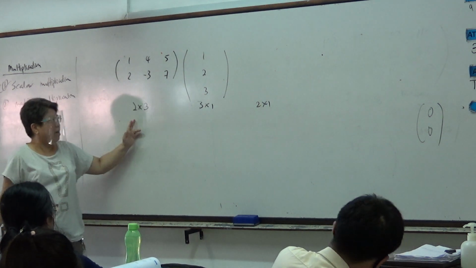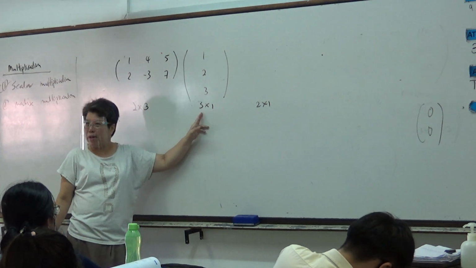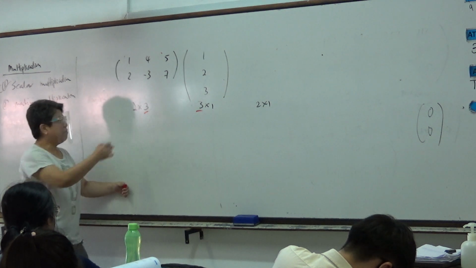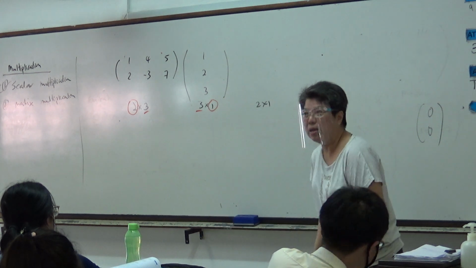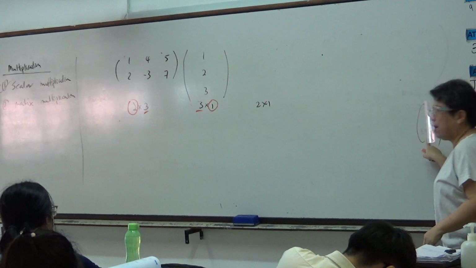Do you identify that this is a 2 times 3? Can or not? Do you identify that this is a 3 times 1? What's the first thing you do? You check these 2 same or not? Same. Then the final answer will be this times this, right? So the final answer is 2 times 1. Am I right? Then you must think 2 times 1 looks like what? 2 times 1 looks like this.